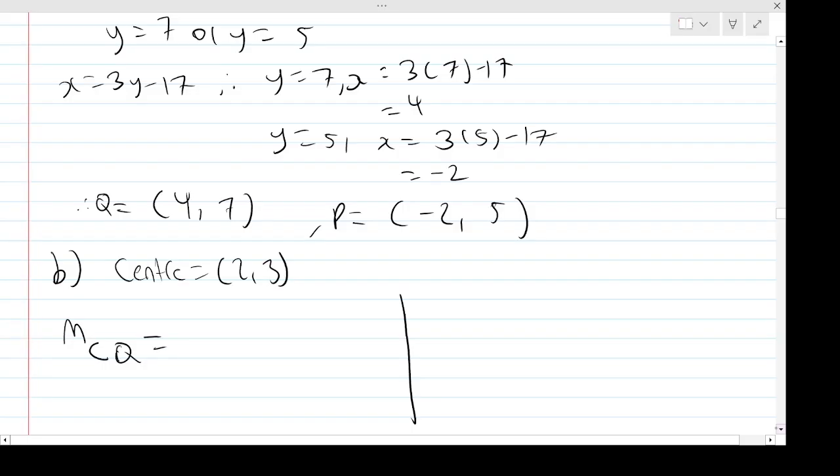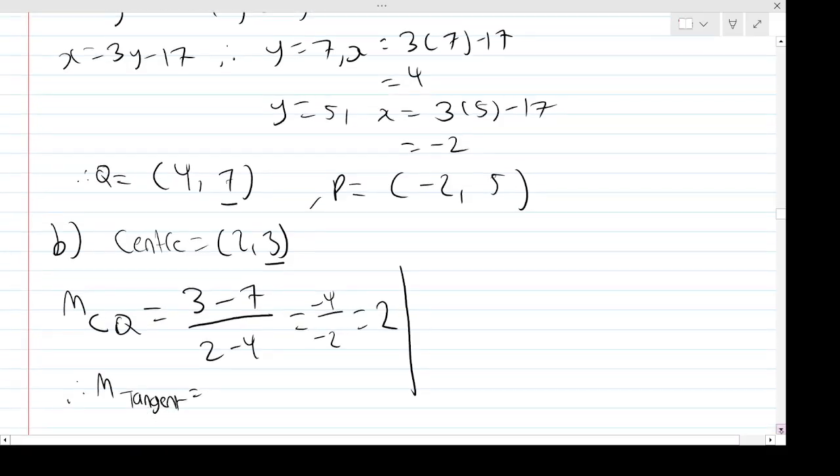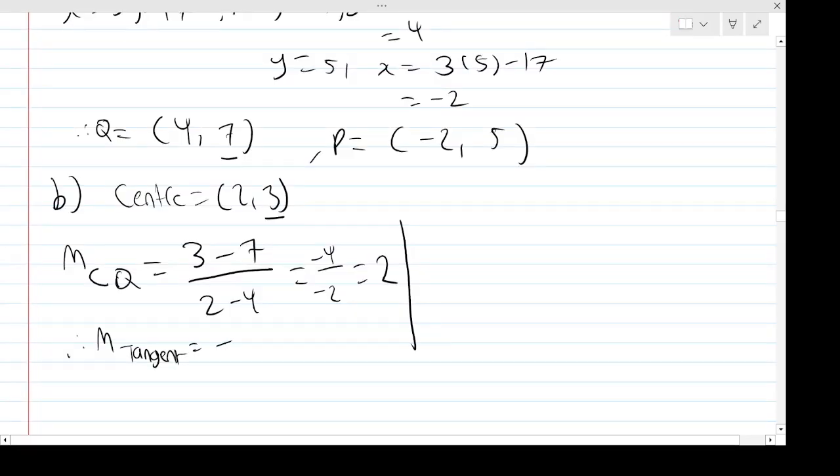That's then going to be changing y, changing x. So y at the centre is 3, take away the y at Q, 7. Then changing x, I'm going to do 2, take away 4. So 3 minus 7 is minus 4, over 2 minus 4 is minus 2. That'd be positive 2 there. Therefore, the gradient of the tangent is the negative reciprocal because they're perpendicular. So negative of 1 over 2. Reciprocal of 2 is 1 over 2. There we are. Therefore, we can say y is minus a half x plus c.